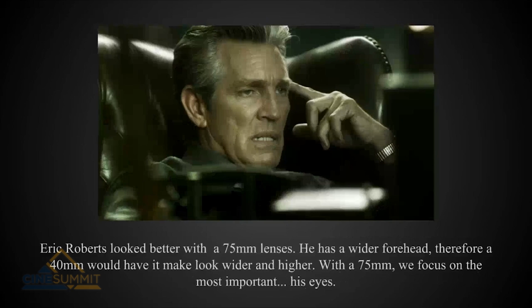So, for example, Eric Roberts looked better with a 75mm lens because he has a wider forehead. Therefore, the 40mm would have made him look wider and higher. With a 75, we focus on the most important, his eyes. The difference between those two shots is very critical because you see that you're looking at the eyes.